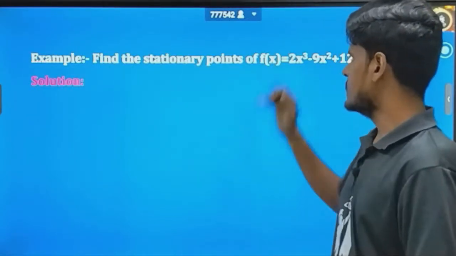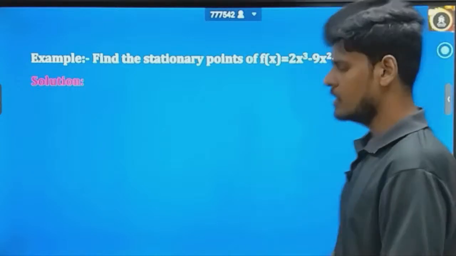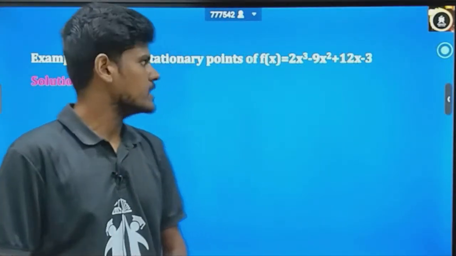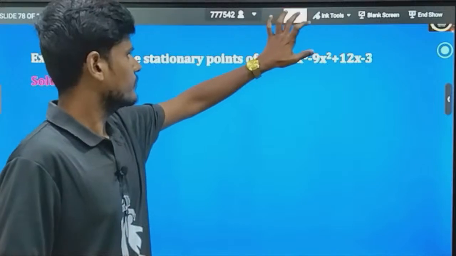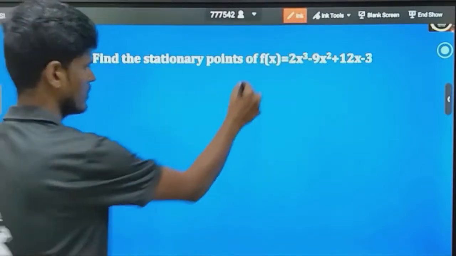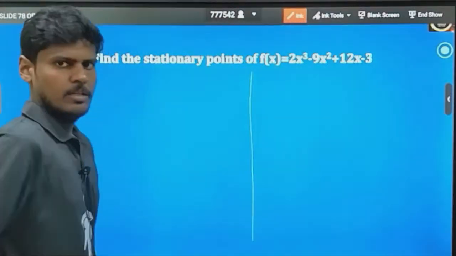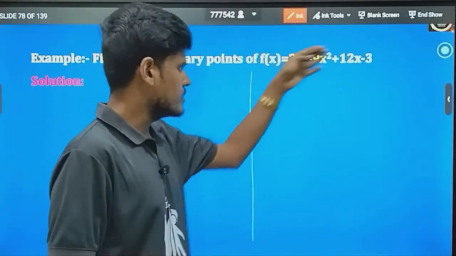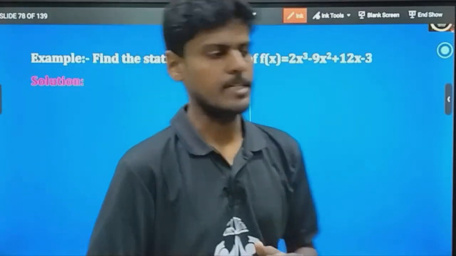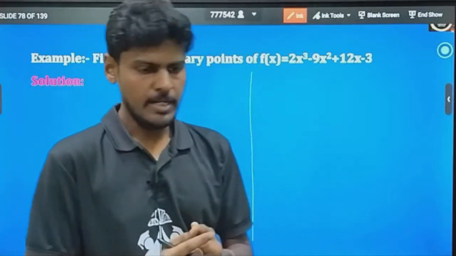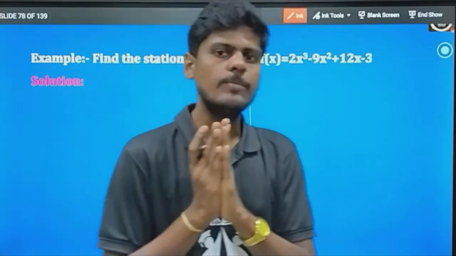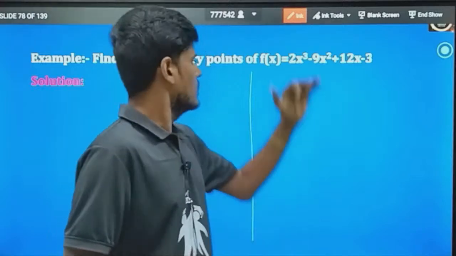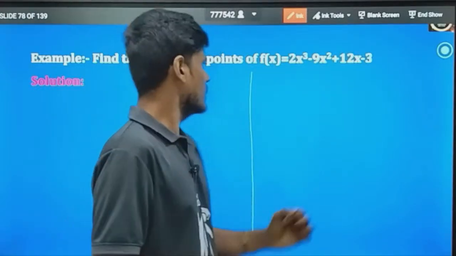For example, find the stationary points of this function: f of x equal to 2x cube minus 9x square plus 12x minus 3. The first step is to understand the domain of this function. Always keep in mind, the first step is to understand the domain of functions. So what is the domain? As it is a polynomial function, the domain is the entire set of real numbers.